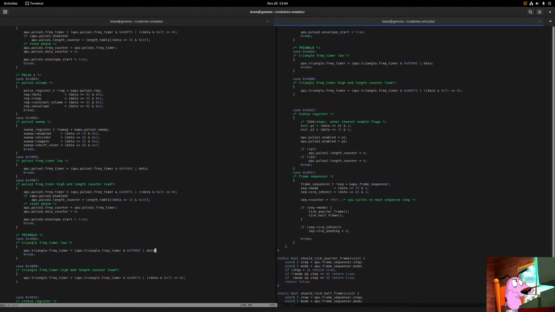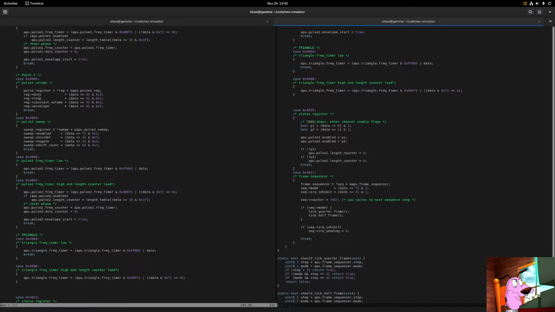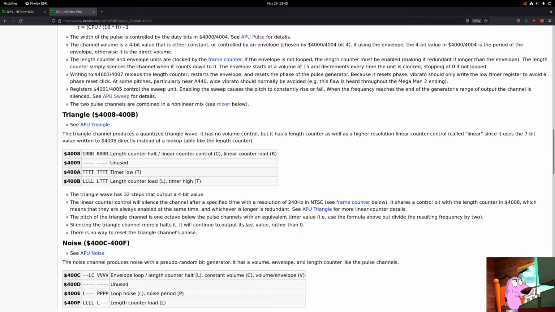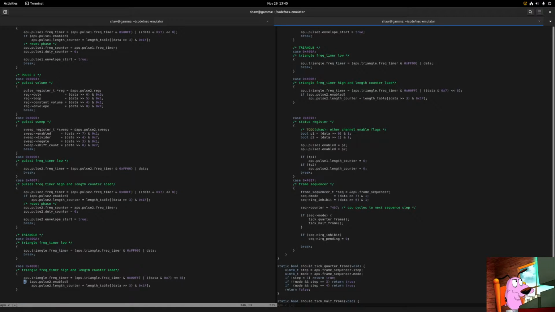Right, so low, then high. Length counter load, yeah, so that's the same too. I'm imagining it works the same way. So it says there's no way to reset phase, so that's not gonna happen. Does the length counter load only happen if it's enabled though? Figure that out.